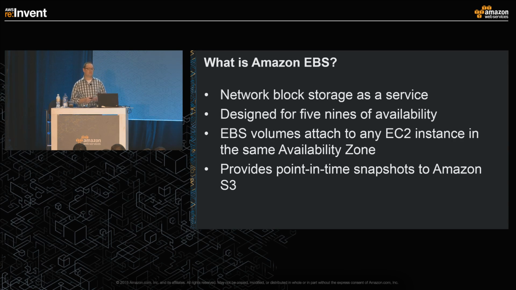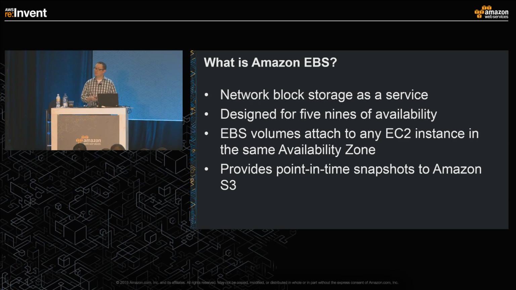EBS volumes attach directly to EC2 instances in the same availability zone. So when you launch an instance into, let's say, for example, US East 1A, you would create an EBS volume in the same availability zone, or AZ, and then you can attach it to the same instance that you just launched. And it also has the capability to do snapshots, a point-in-time copy, and also incremental copies thereafter of your data, which is stored in S3.